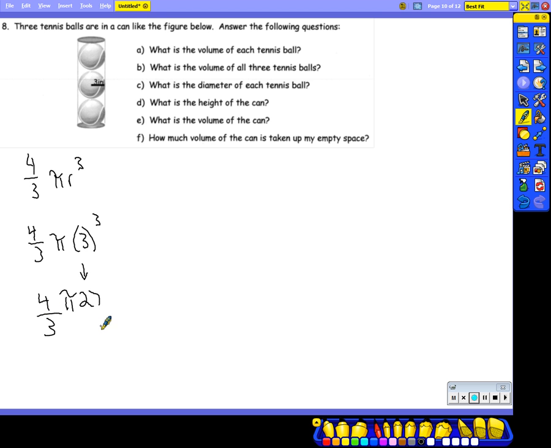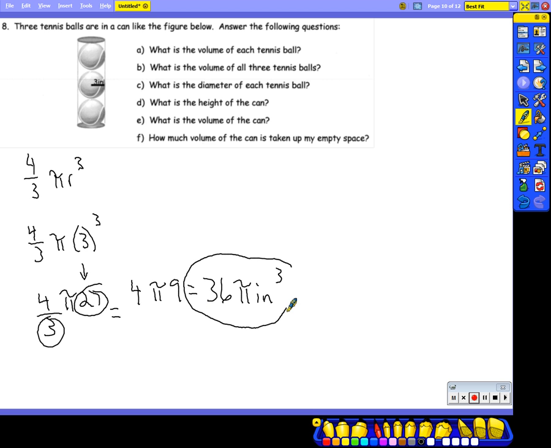Now you're going to learn as you're working with math that I could multiply 27 times 4 and then divide it by 3. But there's another way I can solve this to keep my numbers easier. I can do 27 divided by 3. 27 divided by 3 equals what? 9. So what I'm left with is 4 times pi times 9. 4 times 9 equals what? 36. That's correct. So I'm left with 36 pi inches cubed. So that is the volume of one tennis ball. So up here I would write 36 pi inches cubed.